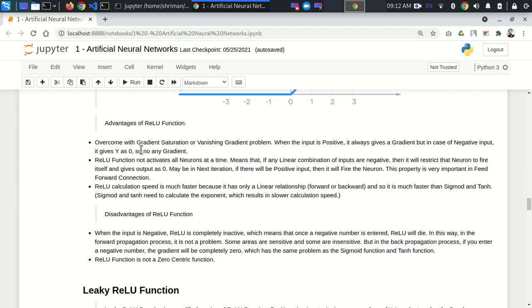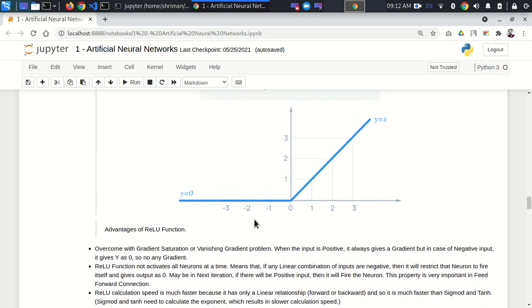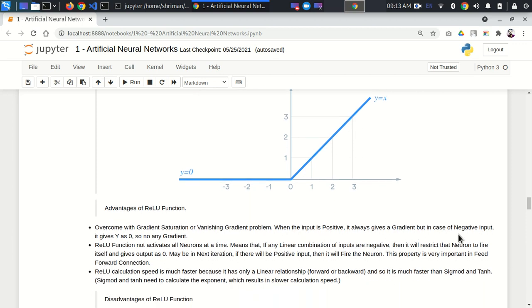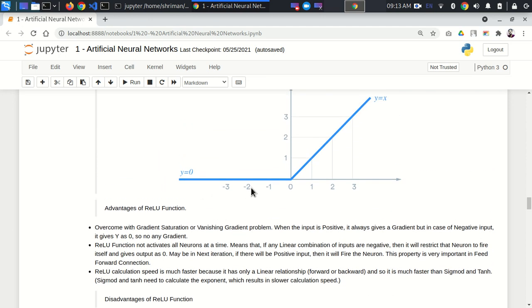It overcomes the gradient saturation or vanishing gradient problem. Using this function we are going to overcome both problems, gradient saturation and vanishing gradient. Where the input is positive, it always gives a gradient, but in case of negative input it gives y as 0, so no gradient. So if the input is negative, there will not be any change, and in that case you will not be able to do any kind of learning.